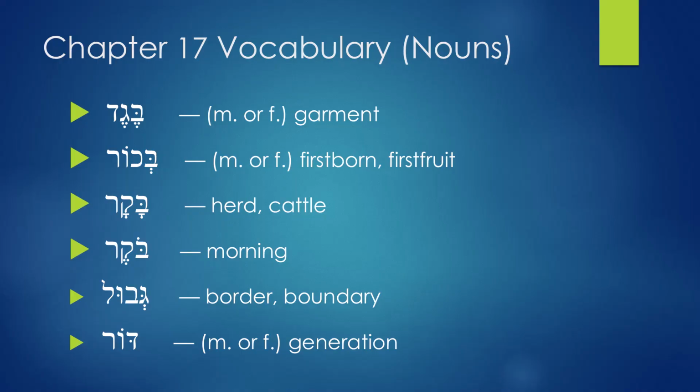And then we have boker. Boker means morning. When you want to say good morning, you say boker tov. And then we have gevul. Gevul means border or boundary. And then we have dor. Dor means generation.